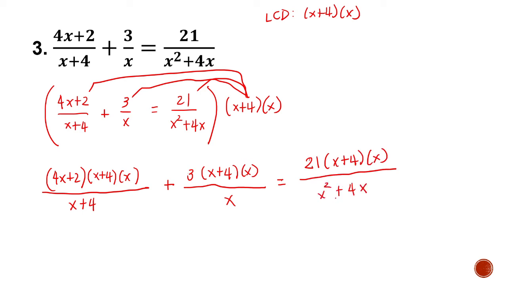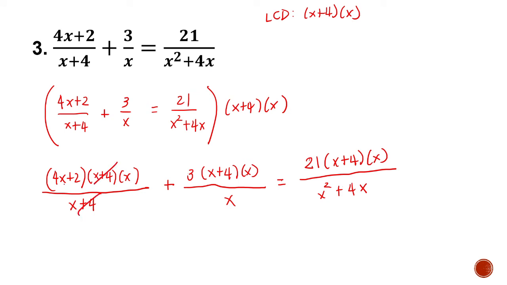The next thing to do is to cancel common term. Okay, so dito po pwedeng ma-cancel si x plus 4. So what's left is 4x plus 2 times x. So pwede na nating i-multiply si x dito. So x times 4x is 4x squared. X times 2 is positive 2x. Plus, so we can cancel x here. So what's left is this one. I-distribute lang natin si 3.